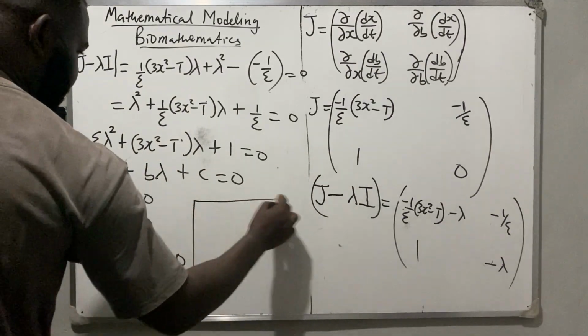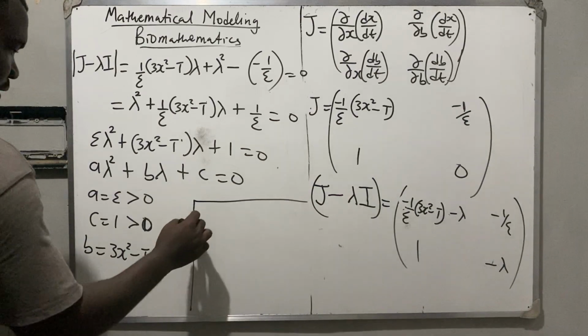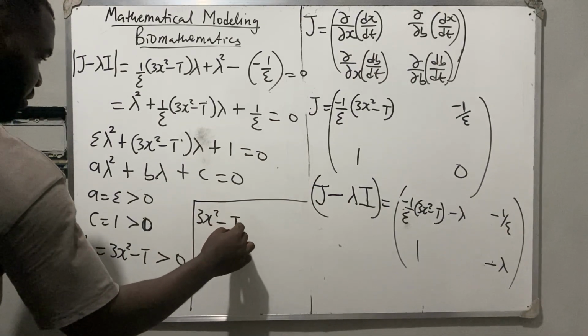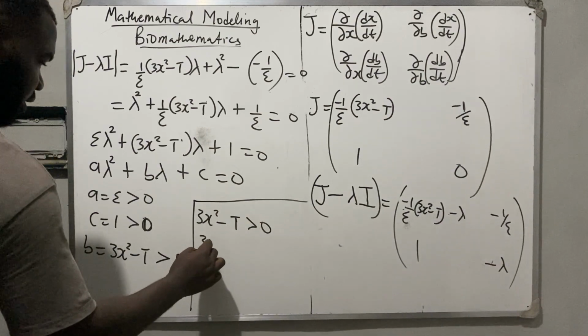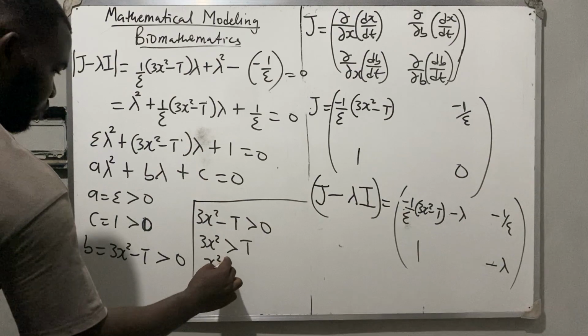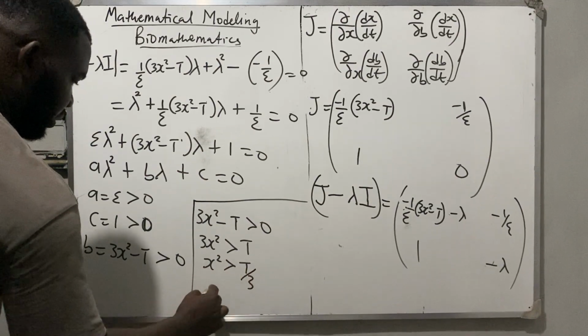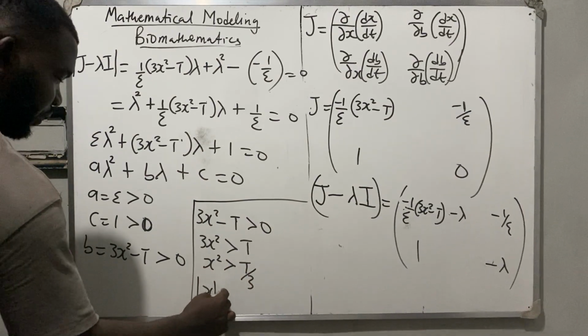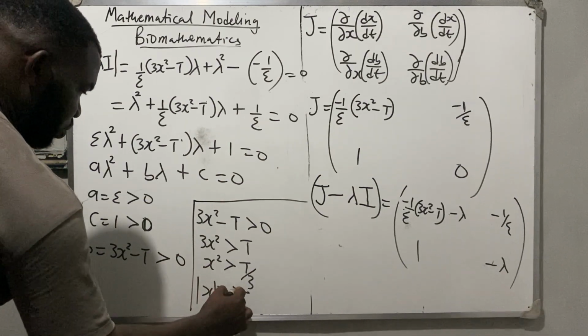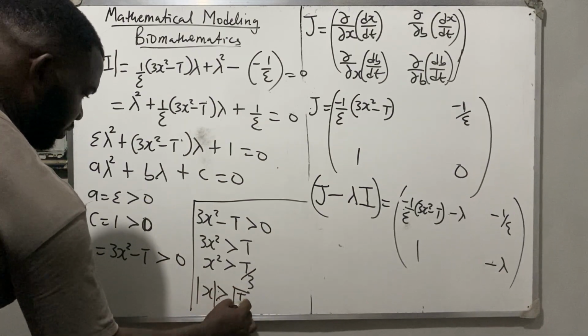So for us to solve for x here, we see that 3x squared minus t is greater than 0. Therefore, 3x squared will be greater than t. So our x squared will be greater than t over 3. Then the absolute value of x will be greater than the square root of t over 3.